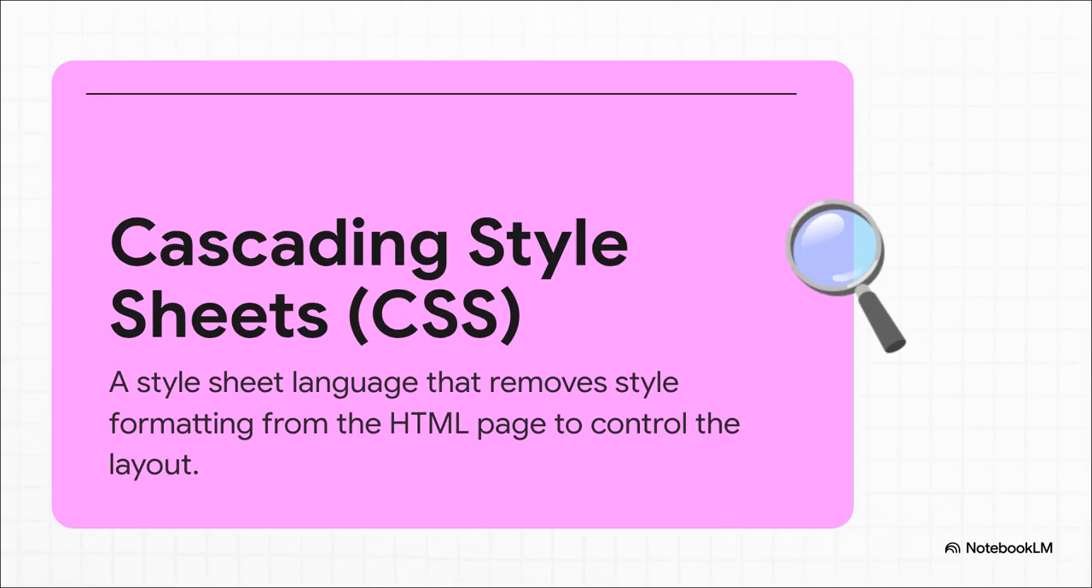And that new language, well, that was cascading style sheets, or as we all know it, CSS. It was created by the World Wide Web Consortium, and its whole purpose was to pull all of that style info, the colors, the fonts, the spacing, out of the HTML and put it into its own separate file called a style sheet. This was a total game changer. Seriously, instead of editing thousands of pages one by one, you could now edit one single file and change the look of your entire website in an instant.